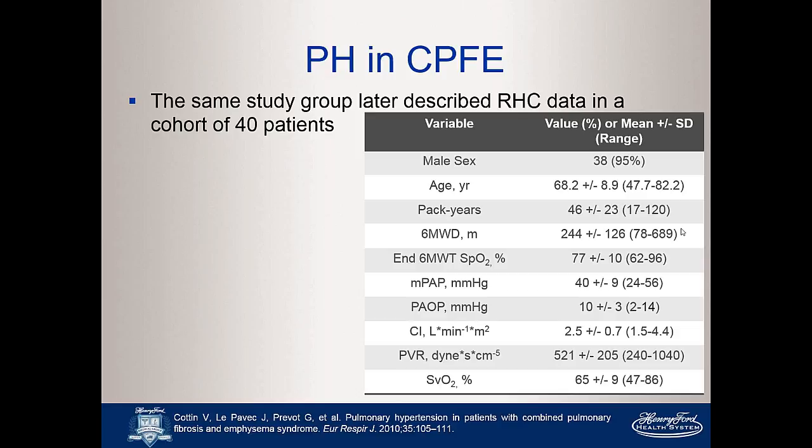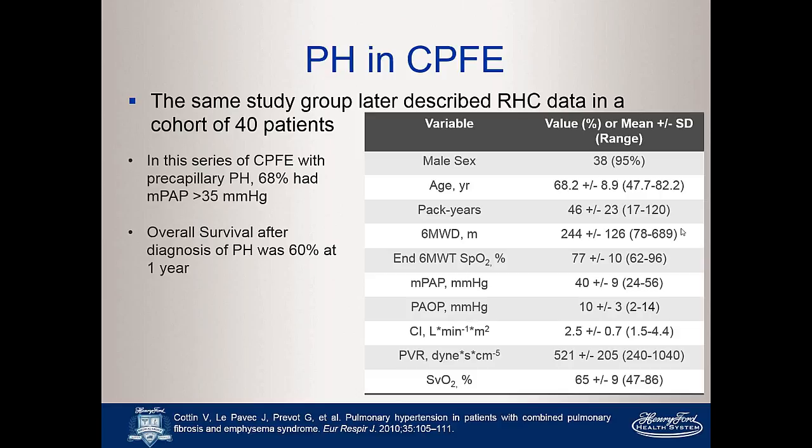Their mean PA pressures were 40. Their wedge pressure was 10. None of these patients had a wedge pressure above 13. Cardiac index was 2.5. Their vascular resistance was 521, and their SVO2 was 65.